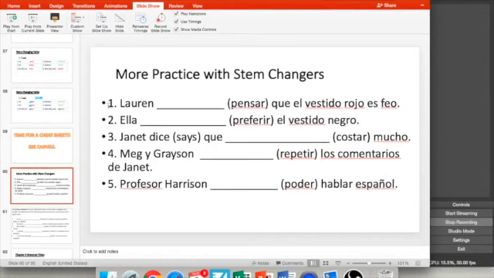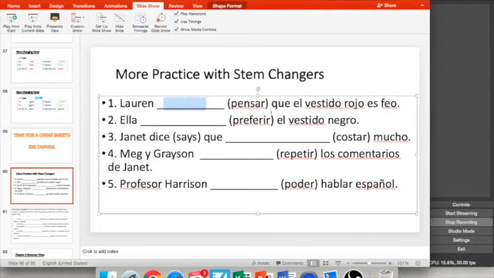Okay, so let's take a look here. Number one tells us that Lauren pensar que el vestido rojo es feo. So Lauren to think that the red dress is really ugly. Okay, so Lauren thinks the red dress is ugly. Well, we need to know what kind of stem change pensar has. And I will tell you in all of these activities, these all have stem changers. Okay, so they have some kind of stem change.